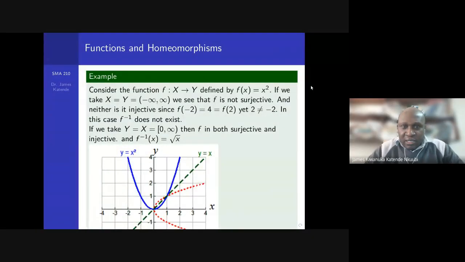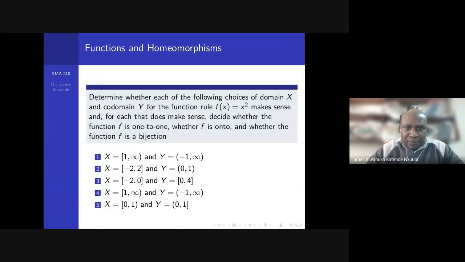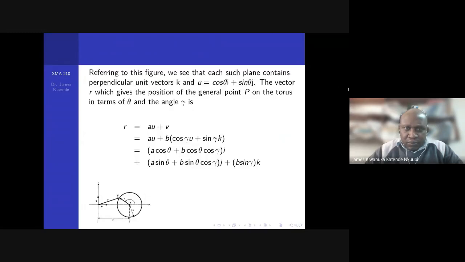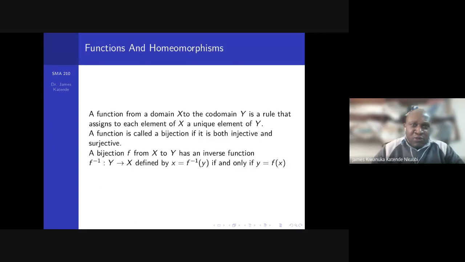So today, last time I think we stopped around here. I will send you the link to the book that you will be using in a minute, maybe after we are done with the class. So today we shall talk about functions and homeomorphisms. Again, this is not entirely new to you. It's more of a revision of what you did in SMA 101.